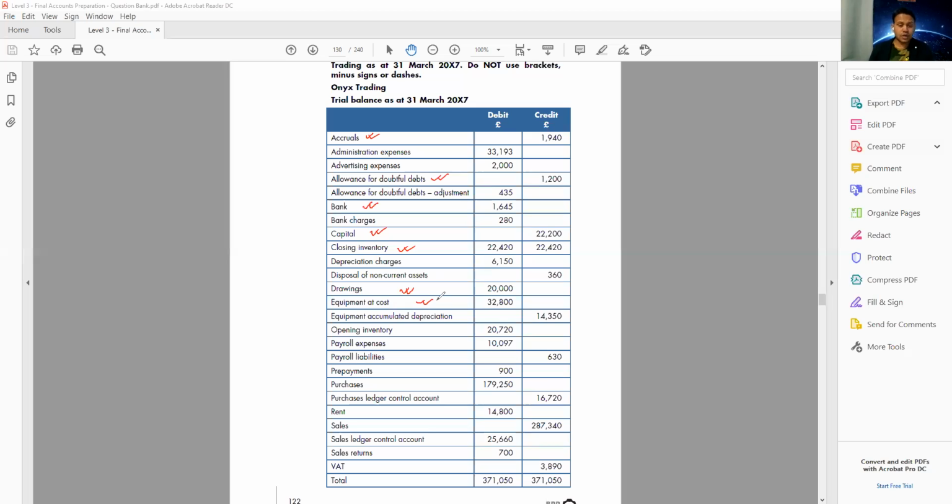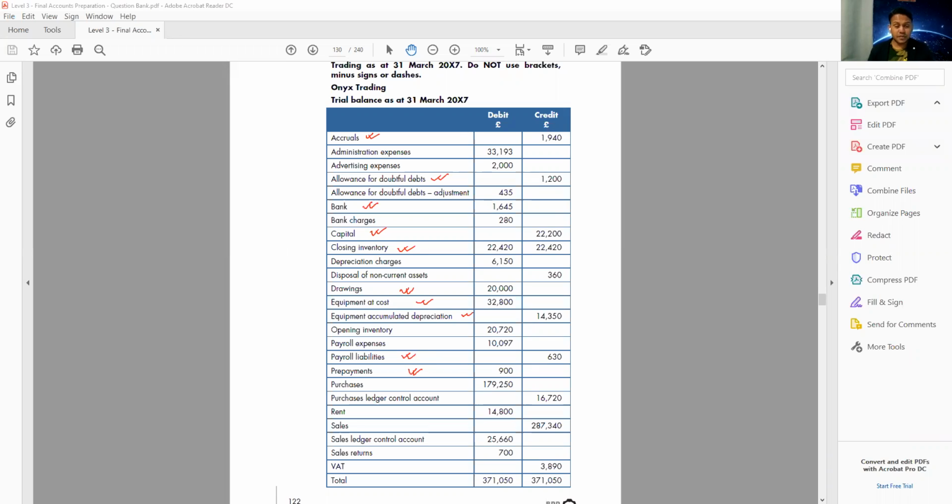Accumulated depreciation, this one we're going to minus from the equipment cost. The answer is yes. Opening inventory, that's relevant to cost of sales, to the profit and loss account. The answer is no. Payroll expenses, that is also expenses, so this one will not be relevant. Payroll liabilities, we have to pay some tax to HMRC. So the answer will be yes, it's like a VAT. Payroll liability, exactly, it's a current liability. It will be yes. Prepayment. Prepayment is an asset. It's a current asset. So prepayment 900 will come.